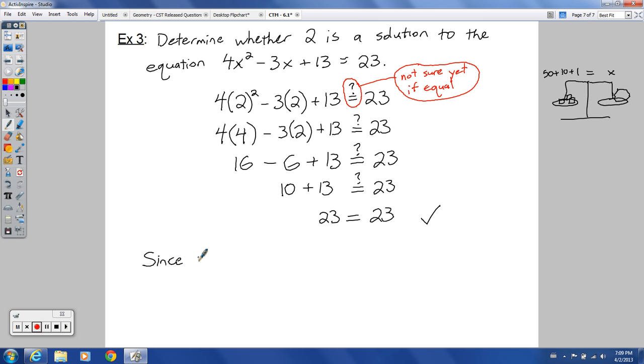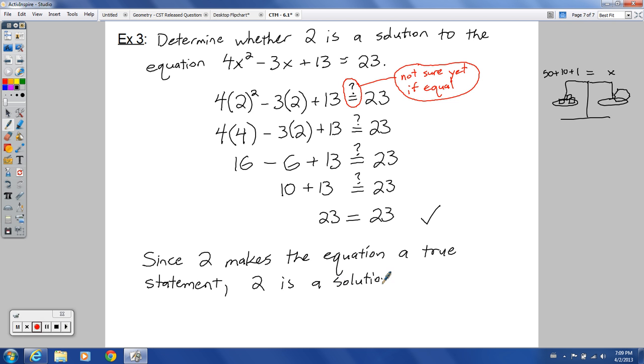Therefore, since 2 makes the equation a true statement, we can say that 2 is a solution. So that's my answer to the question originally posed. It is a solution. Yes, it is. So 2 is a solution to the equation.